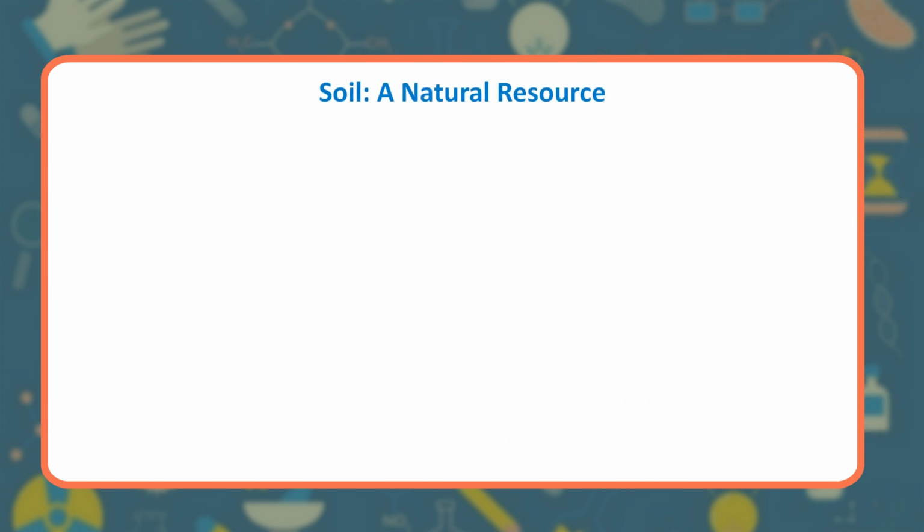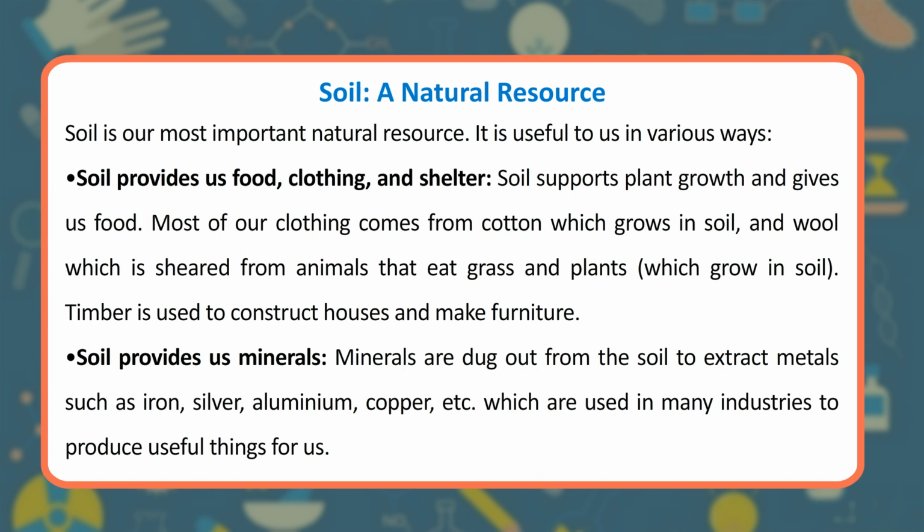Soil, a natural resource. Soil is our most important natural resource. It is useful to us in various ways. Soil provides us food, clothing, and shelter. Soil supports plant growth and gives us food. Most of our clothing comes from cotton which grows in soil, and wool which is sheared from animals that eat grass and plants, which grow in soil.